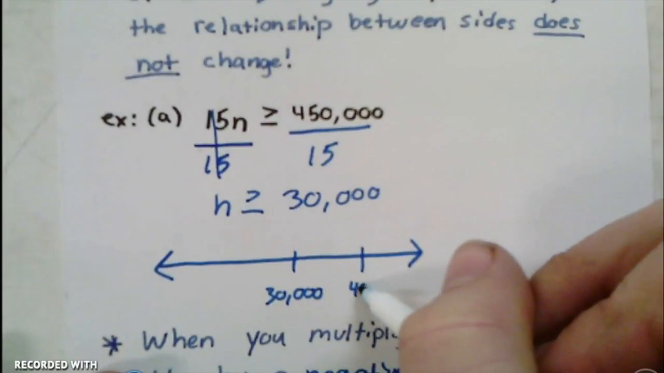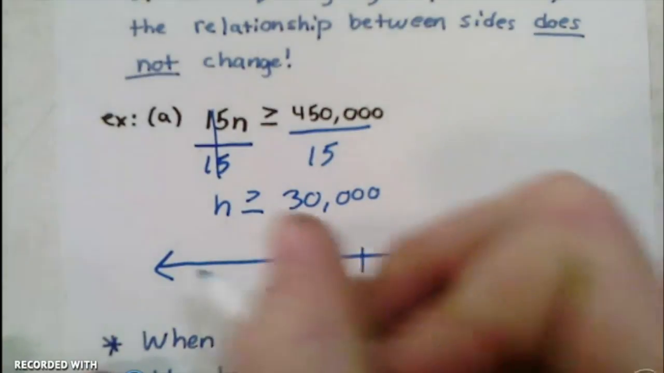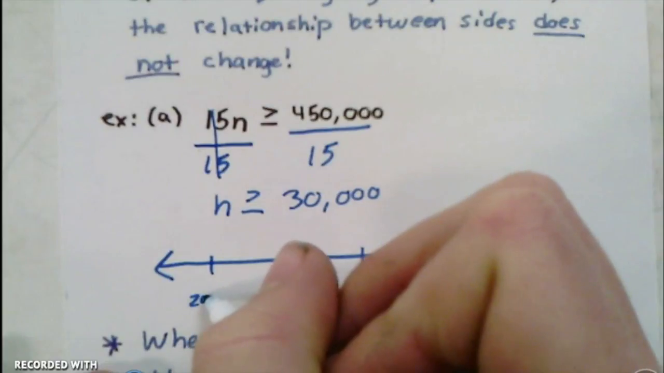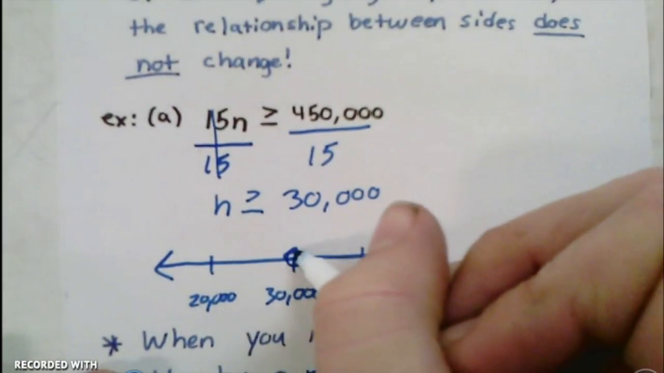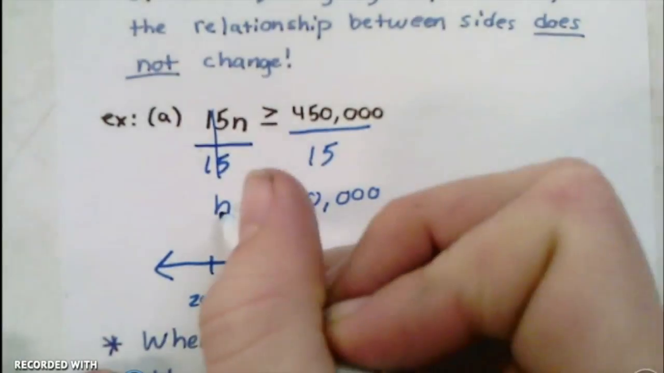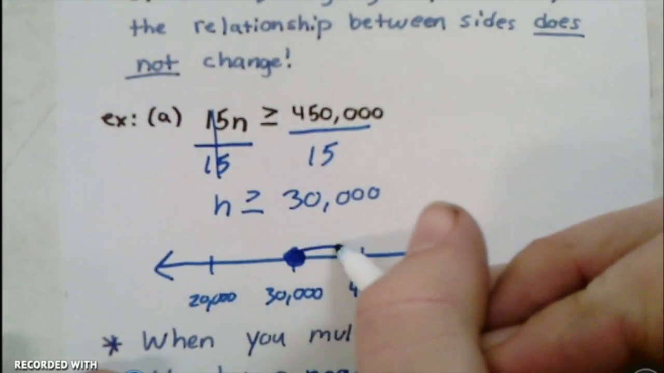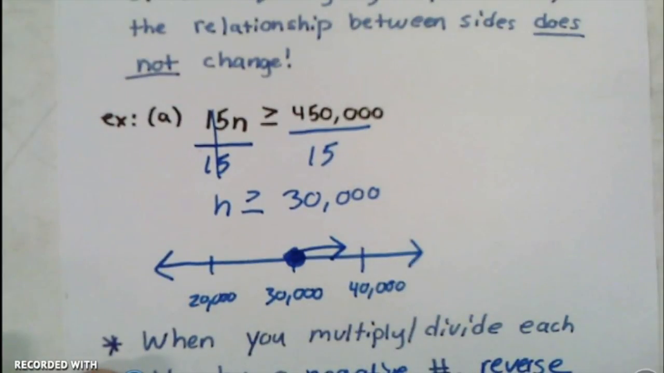we'll count by 10,000s, 20,000. Okay, I'm going to do a circle, I'm going to shade it in, and since my variable is on this side, I can use my little arrow trick and go like that. Okay, also some people shade arrows, they shade the whole thing.